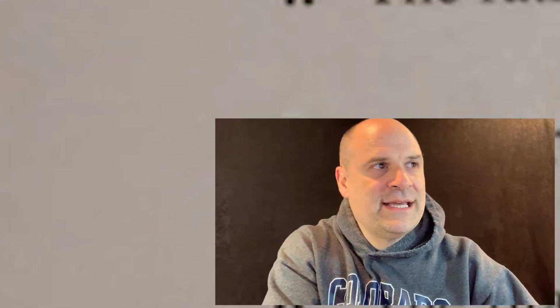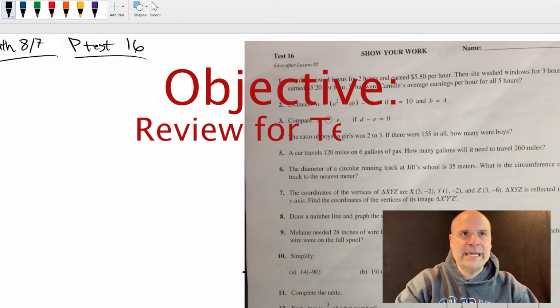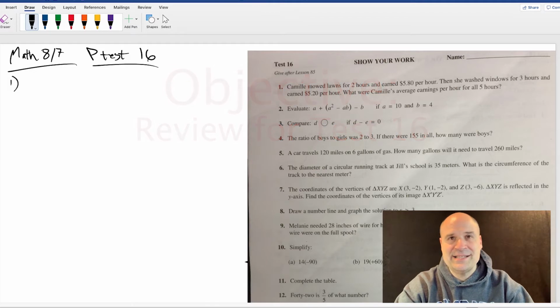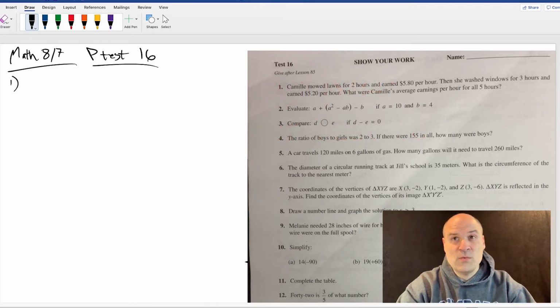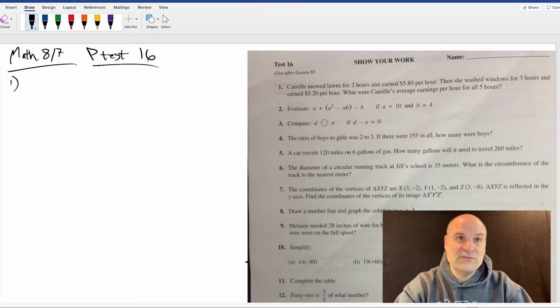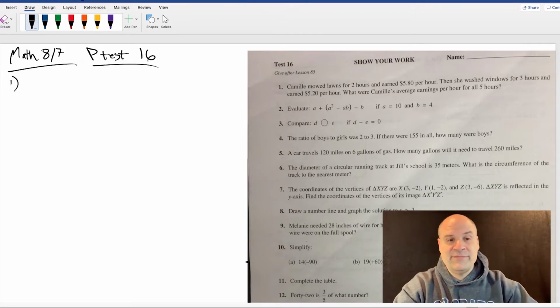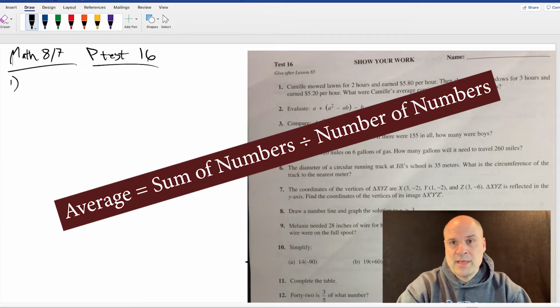All right, practice test 16. Number 1, Camille mowed lawns for 2 hours and earned $5.80 per hour. Then she washed windows for 3 hours and earned $5.20 per hour. What were Camille's average earnings per hour for all 5 hours? So here's what we're gonna do. We're gonna find out how much money she made and then divide it by 5. That makes sense to me.